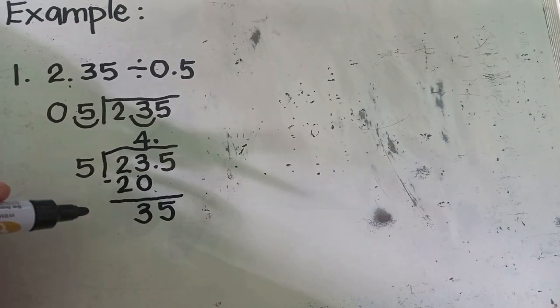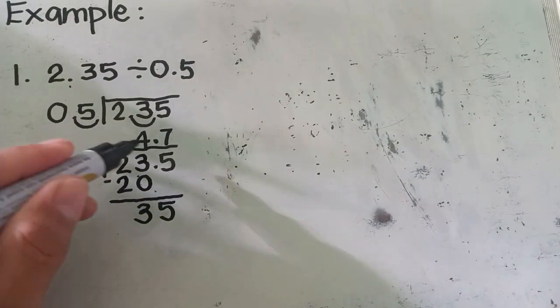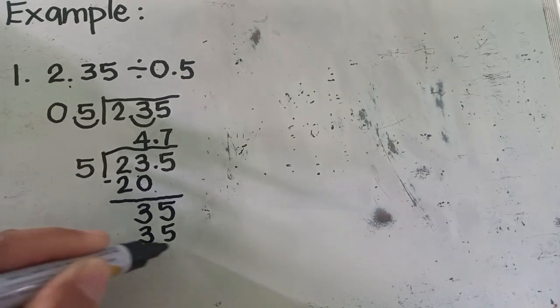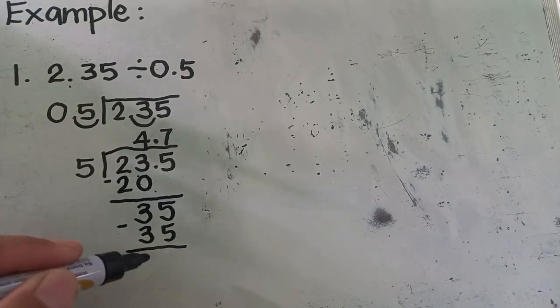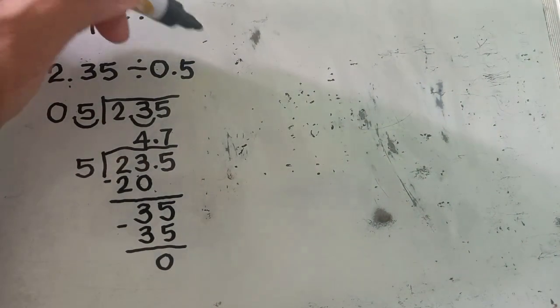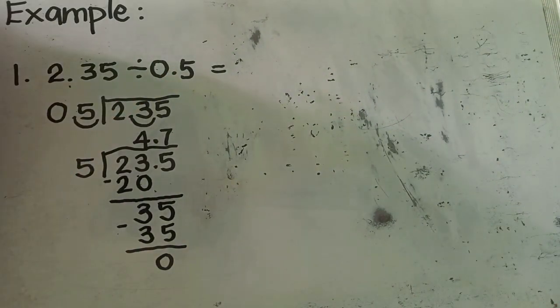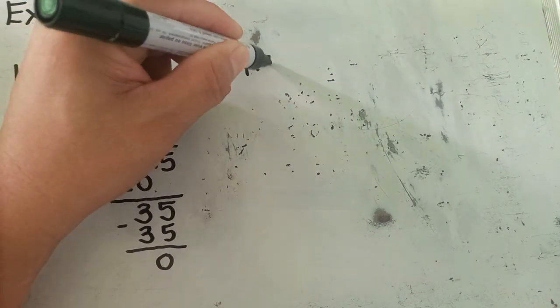So 35 divided by 5 is equal to 7. So 7 times 5 is equal to 35. So 35 subtracted by 35 is equal to 0. So our answer for this example, 2 and 35 hundredths divided by 5 tenths, is 4 and 7 tenths.